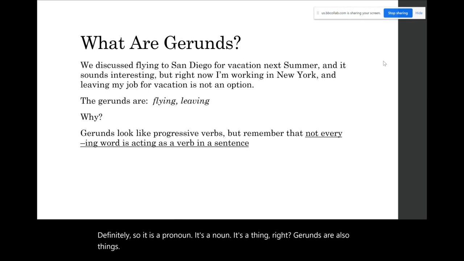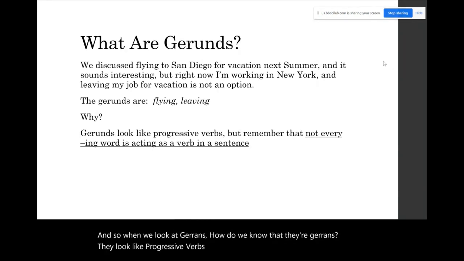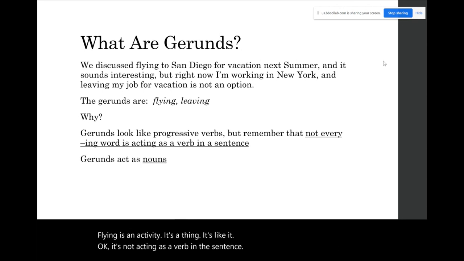So gerunds are the activities. Okay. And look at gerunds. How do we know that they're gerunds? They look like progressive verbs or adjectives, but not every -ing word is acting as a verb in a sentence. We discussed flying. Discussed is the verb. Flying is an activity, it's a thing. It's not acting as a verb in the sentence. Gerunds are acting as nouns.